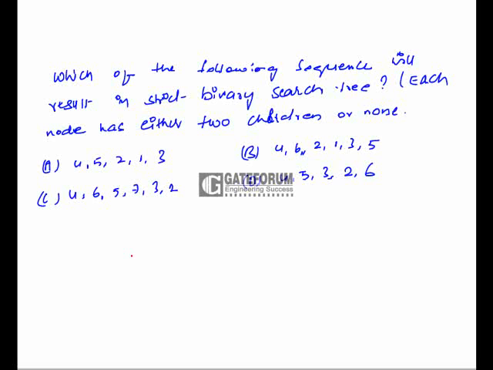Which of the following sequences will result in a strict binary search tree? Here 4 options are given and we have to find out the correct option. A binary search tree is a strict binary search tree if every node contains either two children or no children. So let us construct the binary search tree for option A. We will get the tree as 4. As 5 is greater than 4, we have to insert 5 to the right of 4. And after that we have to insert 2. So 2 is inserted here, 1 is inserted here and 3 is inserted here.